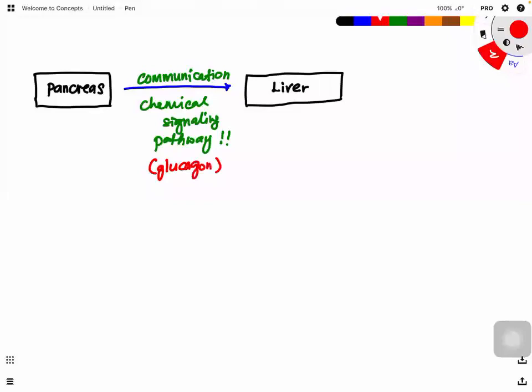Now, very important. We want only the liver to respond. We don't want the whole body to respond. So we want to have specificity. So glucagon must be specific to liver cells. So how can this take place? That's one. Okay, I want it specific to liver cells. Second, glucagon is a water-soluble ligand.